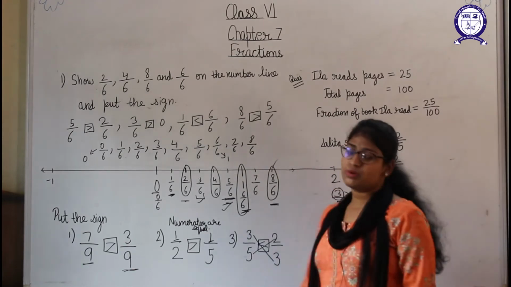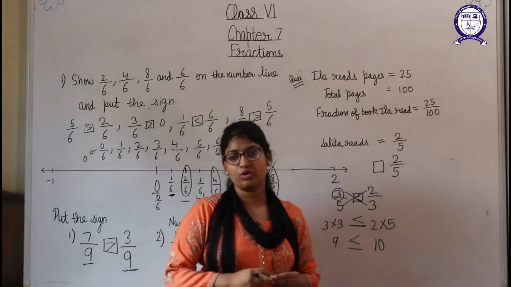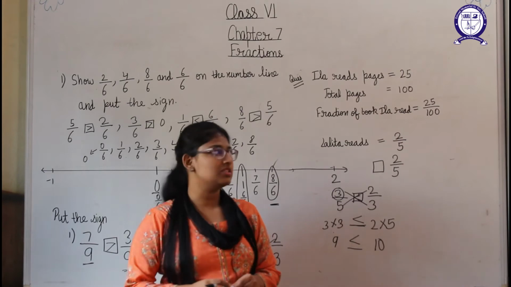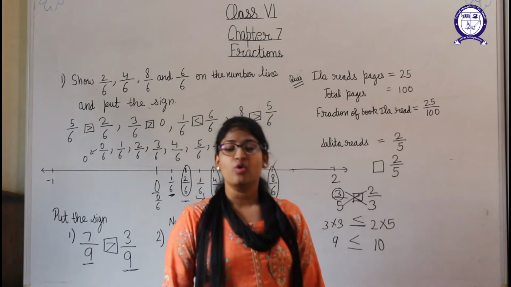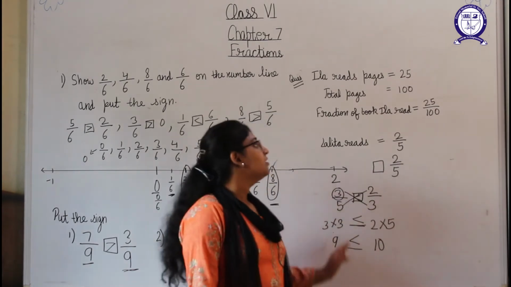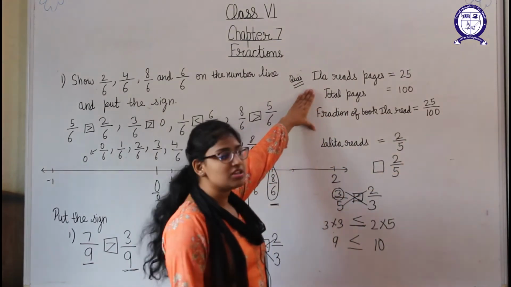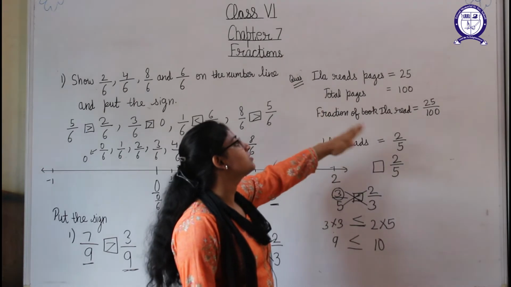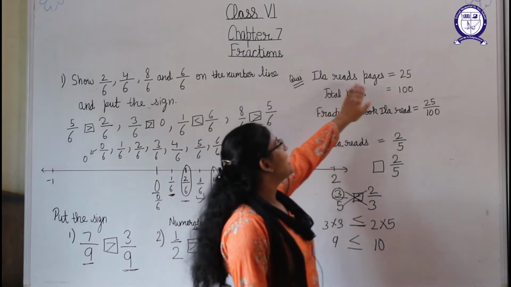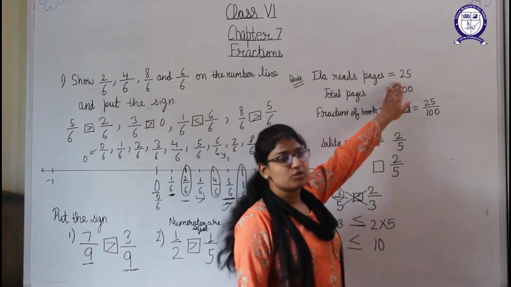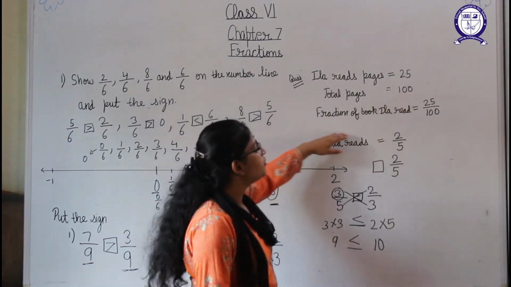Okay. Now students, one question is given to you: Ela reads 25 pages of a book and the book is of 100 pages. Okay, and Lalita reads 2 by 5 of the book, and we have to tell who reads less. Okay. So first of all, here Lalita's fraction is given, but Ela's fraction is not given. So we will first find out the fraction of the book that Ela read. Okay, so Ela reads 25 pages. Total pages in the book are 100. Okay, so the fraction of the book Ela read.